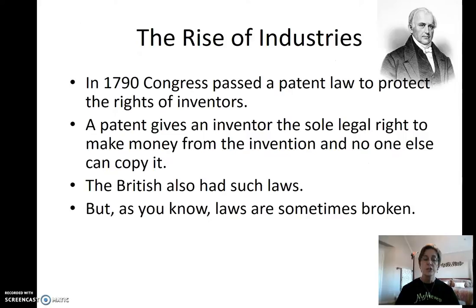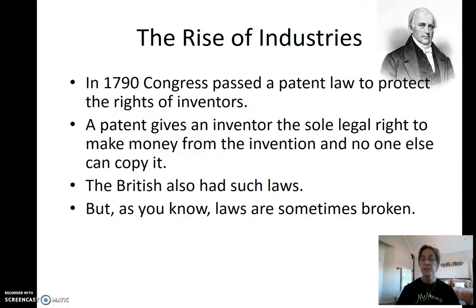All right, so in 1790, this is after the Revolution, after we're a country, Congress passes a patent law to protect the rights of investors and inventors. And if you invest in something to back someone, the inventor, it gives you the legal right to make money from that invention, and no one else can copy it.